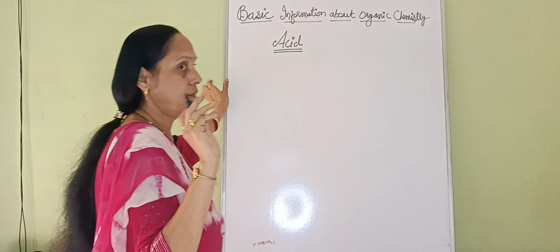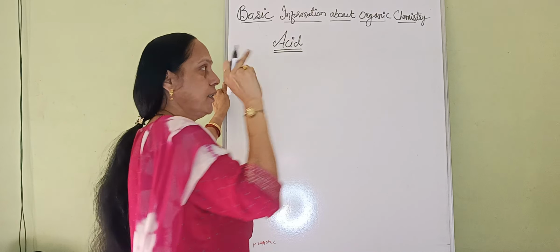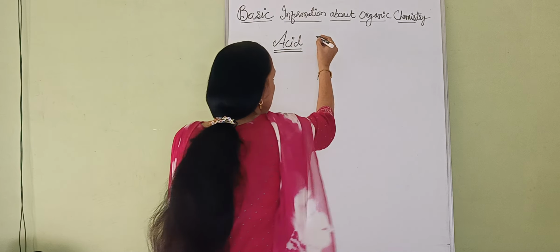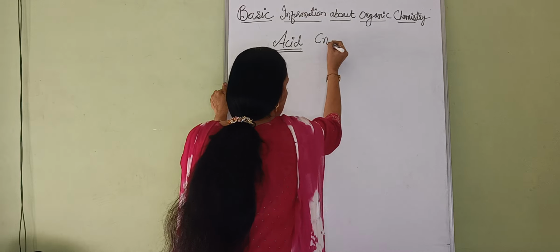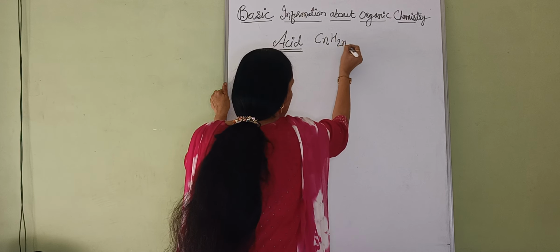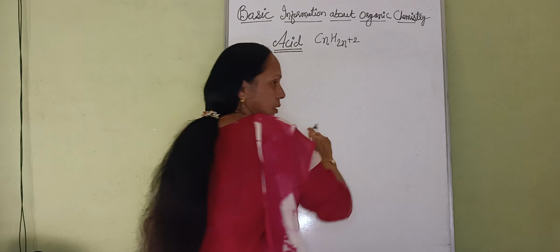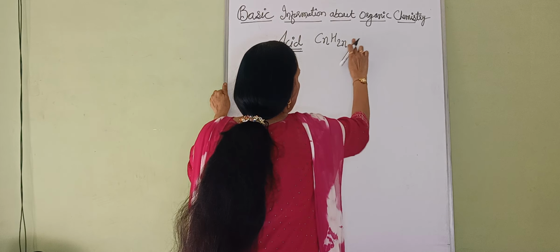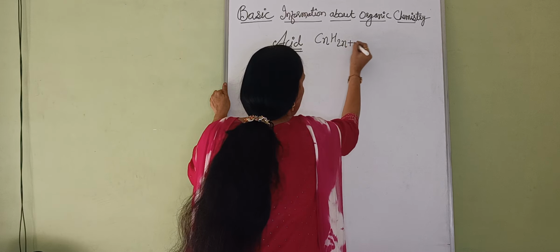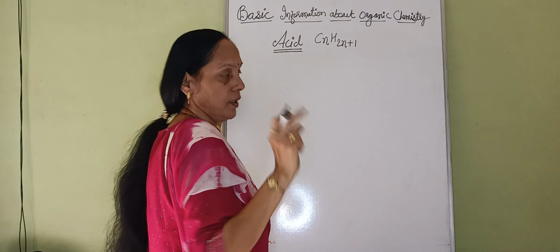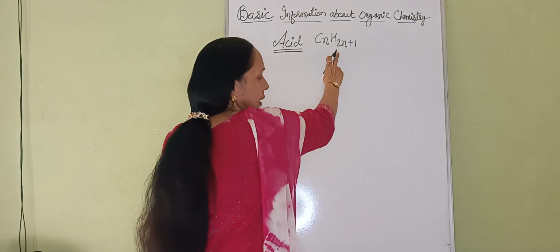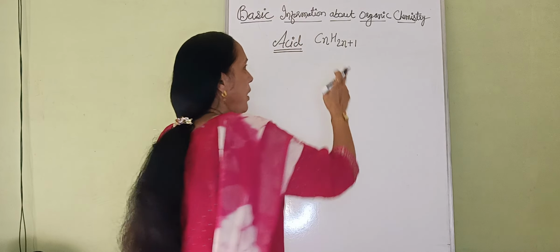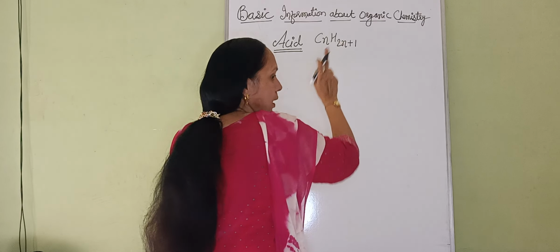Now, I am discussing the alkane. The general formula for alkane was CnH2n plus 2. Now we need to see the alkyl group. This is the general formula for the alkyl group: one hydrogen is replaced, and a free valency is generated.